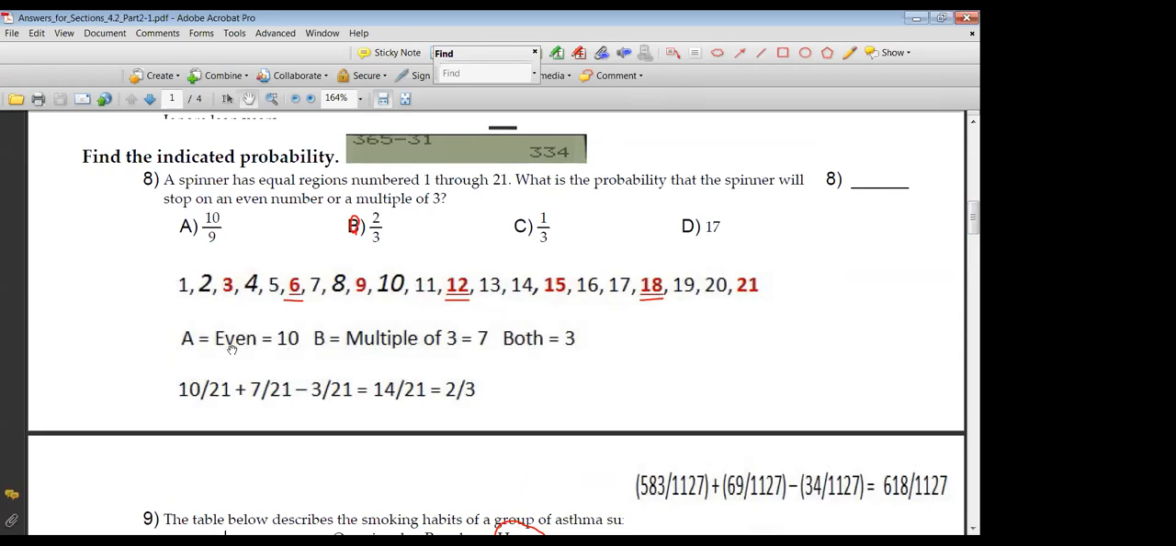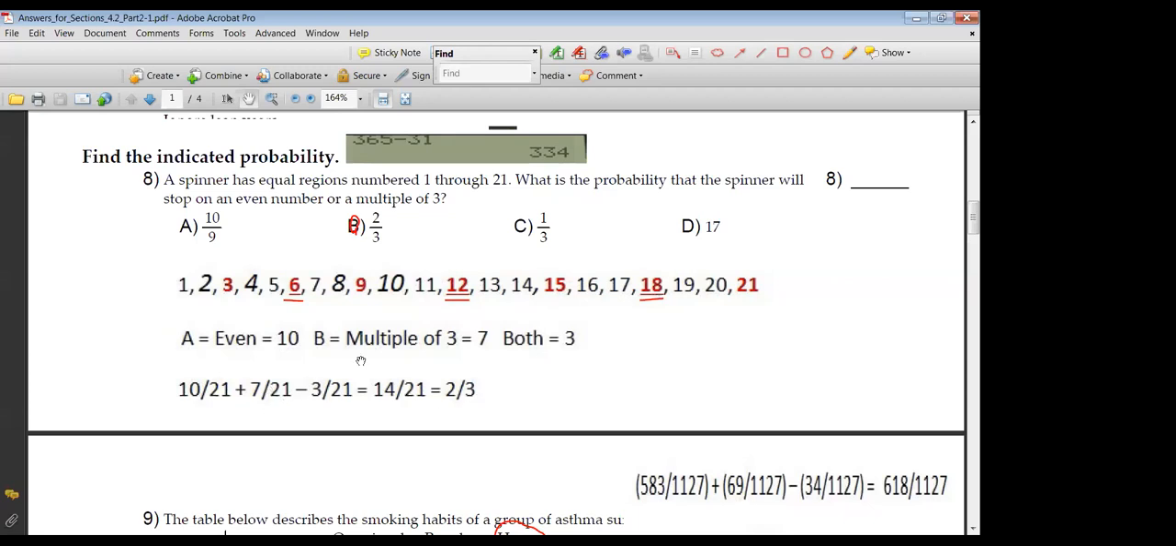All right, how many even numbers do you have? 2, 4, 6, 8, 10, 12, 14, 16, 18, and 20. You have 10 out of the 21 numbers that are even. How many numbers are multiples of 3? 3, 6, 9, 12, 15, 18, and 21. You have 7 out of those 21 that are multiples of 3.